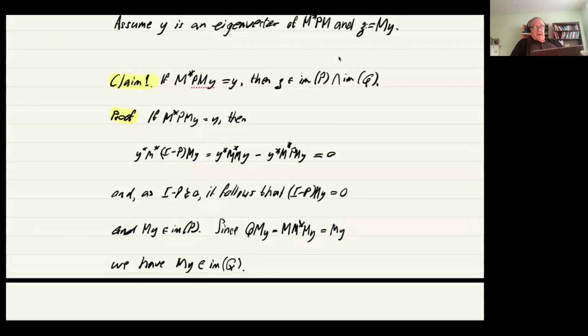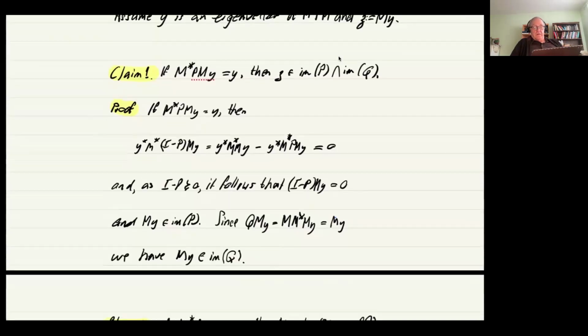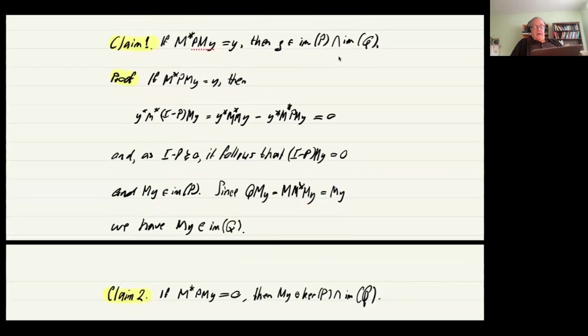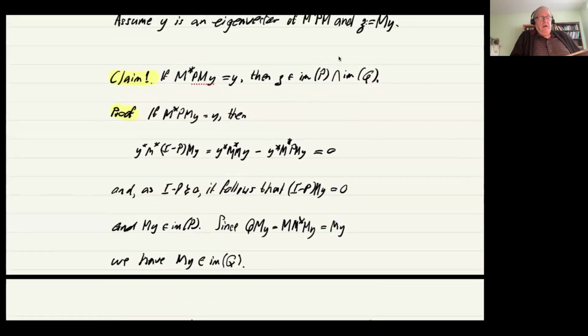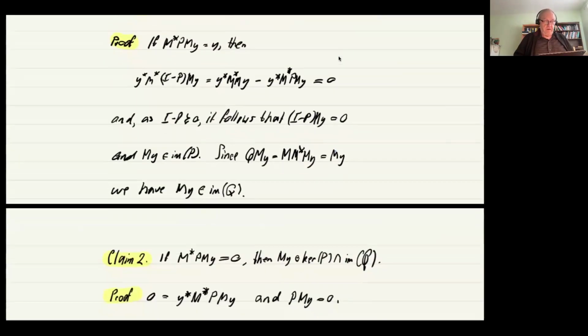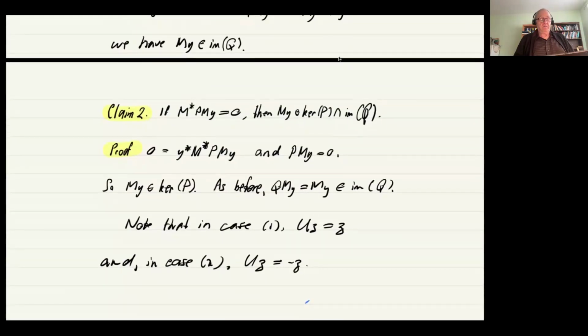Okay, and what I'm saying here, since QMY, this is just showing us that MY is in the image of Q. Okay, so that's that. So if we have an eigenvector, okay, so it's clear. Now the second one is when there's 0.